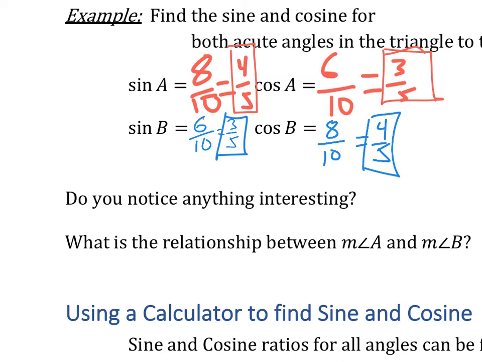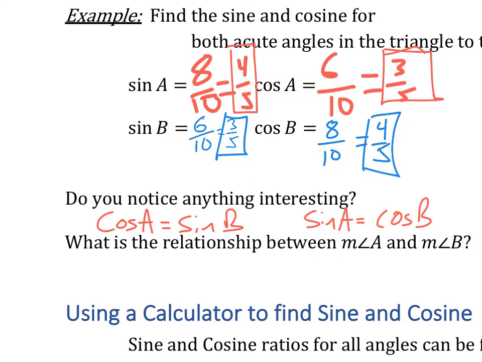So the cosine of one is equal to the sine of the other. Okay, so the cosine of A is equal to the sine of B in the same triangle. And if we're talking A and B in the same triangle, then the sine of A is equal to the cosine of B. All right.